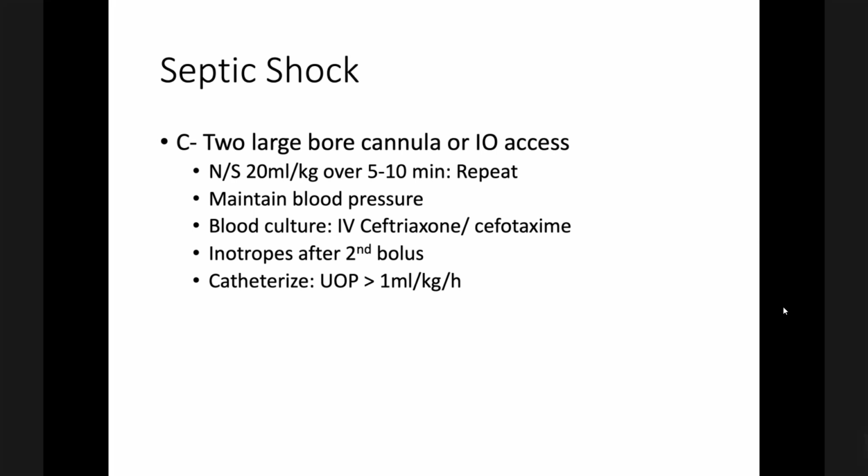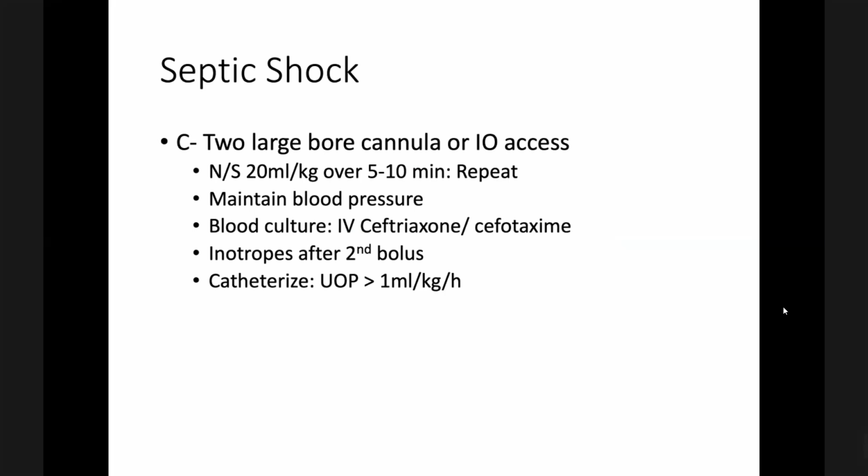You might have to give 2-3 boluses to get the circulation up, because in septic shock you go into vasodilation, right? So you need to give a lot of fluids. Then you need to keep monitoring the blood pressure. Take a blood culture and start antibiotics. The preferred antibiotics would be IV ceftriaxone or cefotaxime.